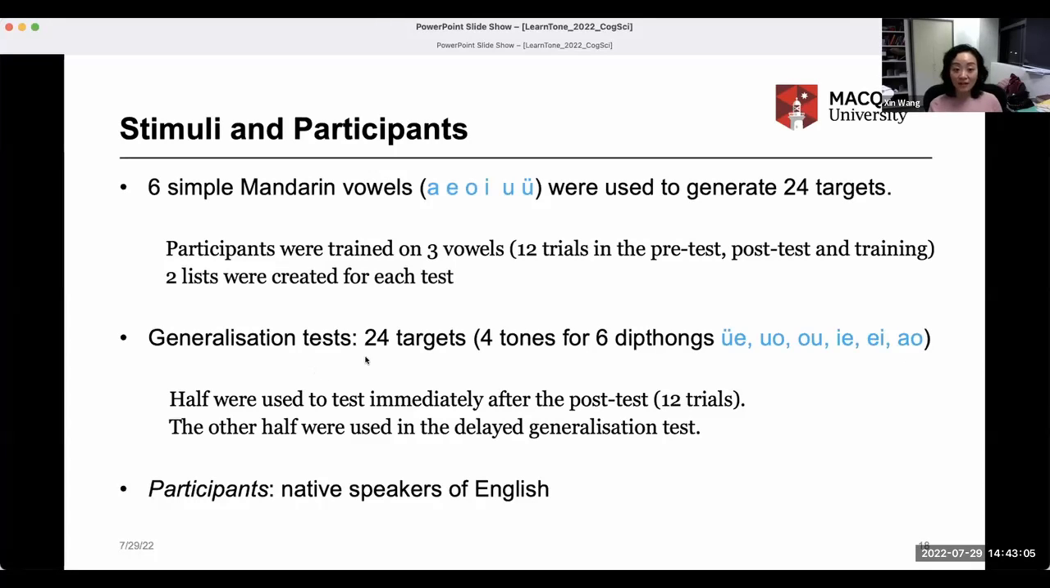For the generalization test, 24 targets were generated from 6 diphthongs, which were associated with 4 different tones. Again, half of the items were used to test immediately after the post-test, and the other half were used in the delayed generalization test. And the participants we had in the study are native speakers of English.